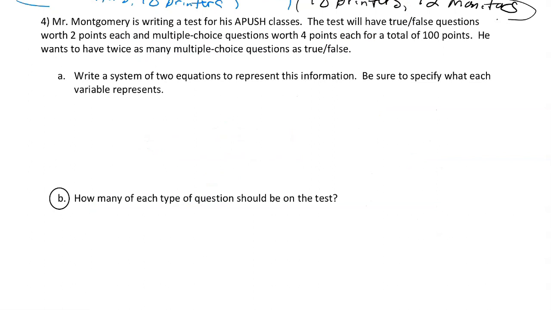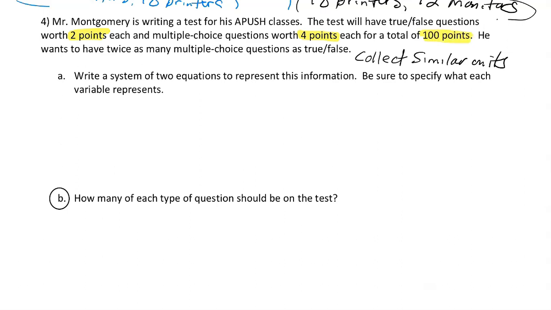Mr. Montgomery is writing a test for his A-Push classes. The test will have true-false questions worth 2 points each, and multiple choice questions worth 4 points each, for a total of 100 points. He wants to have twice as many multiple choice questions as true and false. So let's think about collecting similar units again. So we have points. We have 2 points, we have 4 points, and we have a total of 100 points.